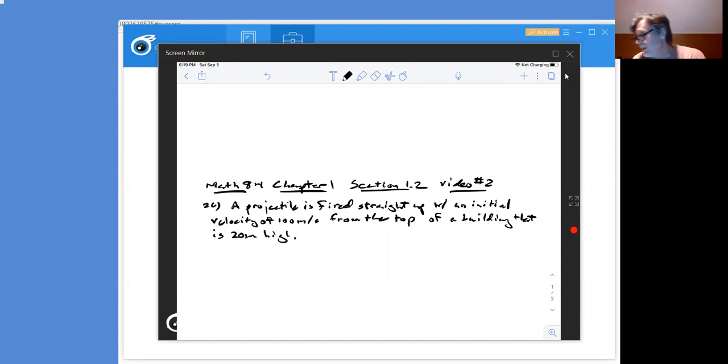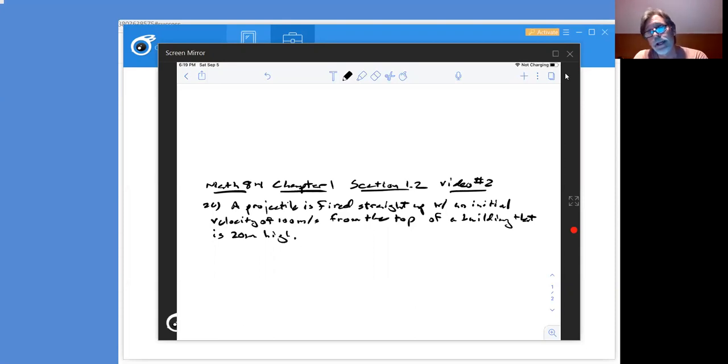Okay, and what they have are several questions. They say, what's its maximum height above ground? At what time does it go past the top of the building? Because it's going to go up and come all the way down to the ground below the building. And then it says, how long is it flying in the air? So these are kind of typical problems.